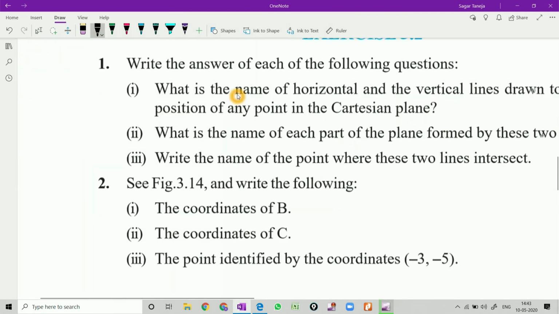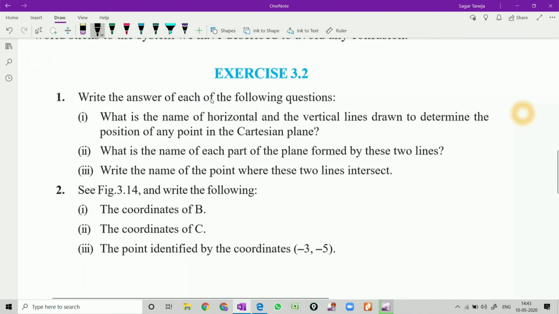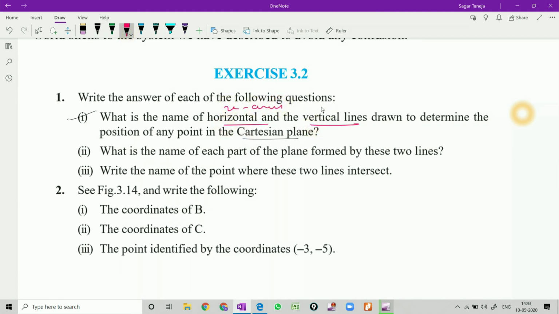I have brought the exercise here. Exercise 3.2, write the answer of each of the following questions. Now you are aware of these answers. What is the name of the horizontal and the vertical lines drawn to determine the position of any point in the Cartesian plane? Which are those lines? The horizontal line is known as the x-axis and the vertical line is known as the y-axis. This way you can write the answer. What is the name of each part of the plane formed by these two lines? Each part of the plane is known by which name?